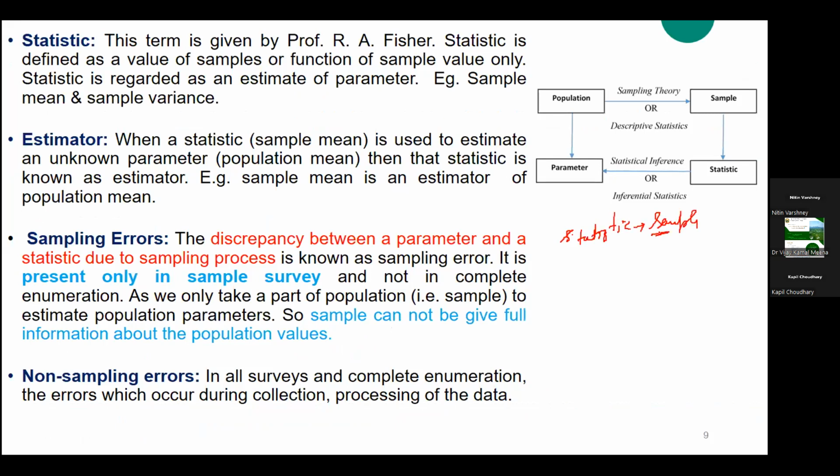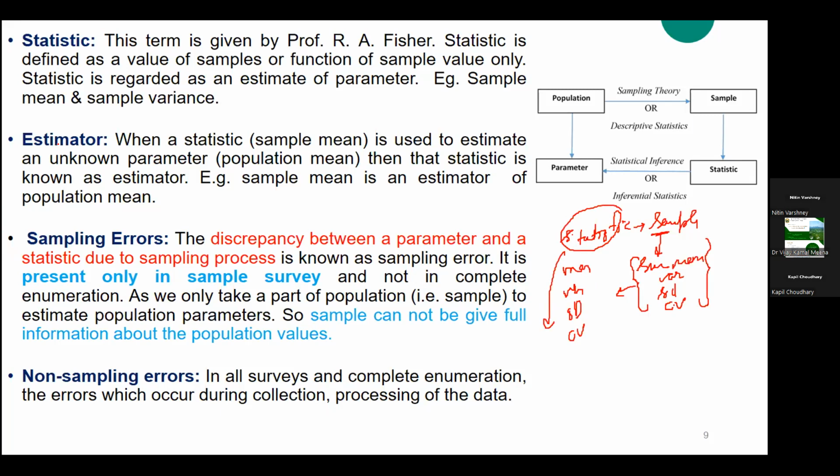So these are all the sample values: sample mean, sample variance, sample standard deviation, sample coefficient of variation. These are our statistics, and we will use these statistics for estimating the population mean, population variance, population standard deviation, and population coefficient of variation. Now, whenever these statistics are used to estimate the population values, they are called estimators.